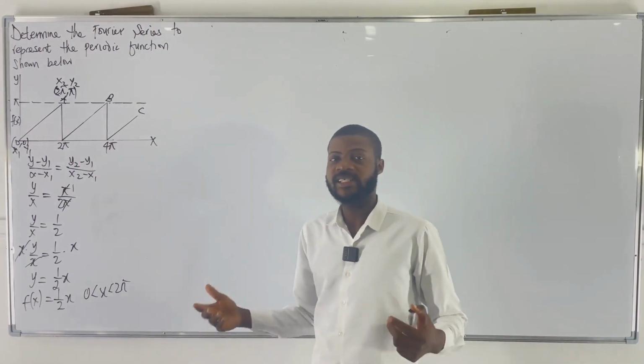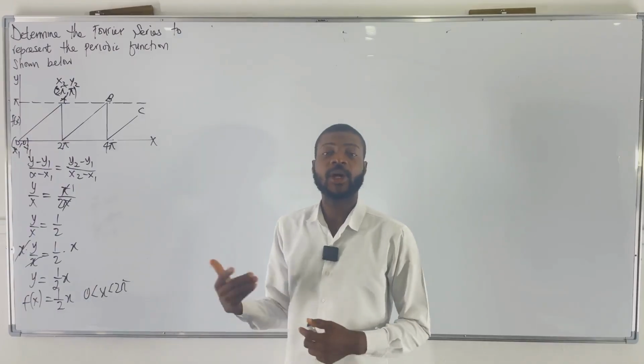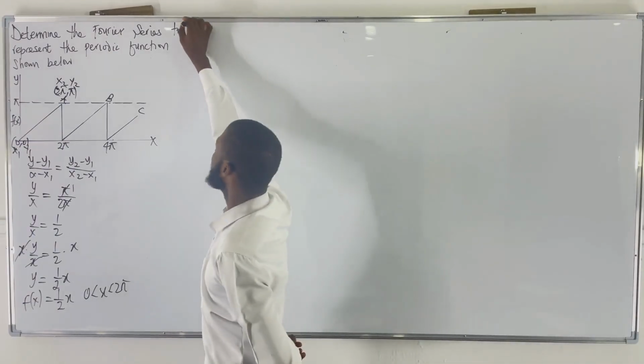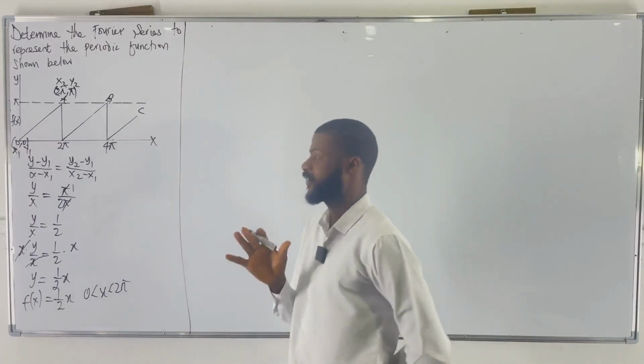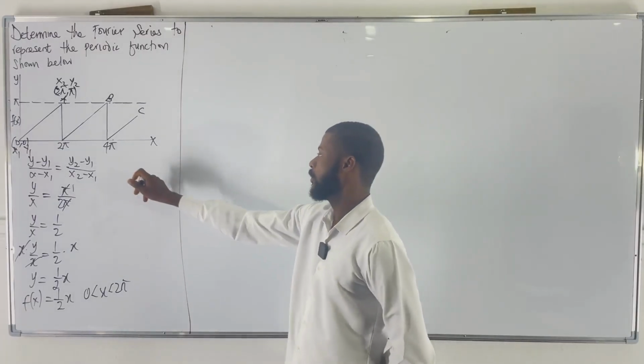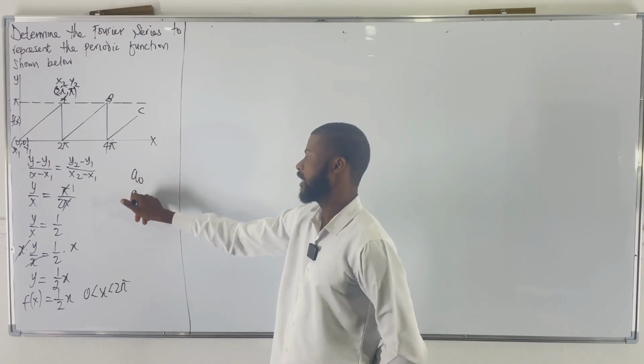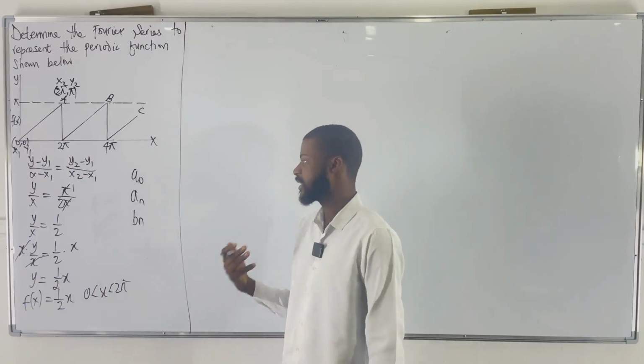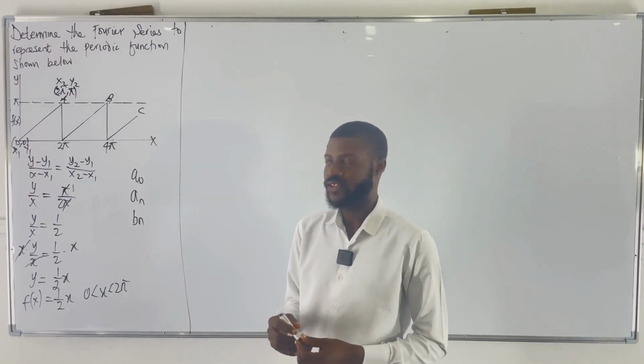And that is why there's a video on analytic description of a periodic function. So this is what we have. Now remember, in Fourier series, there are 3 coefficients that we must find. We must find a naught, we must find a sub n, and we must find b sub n.